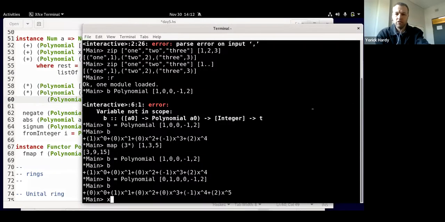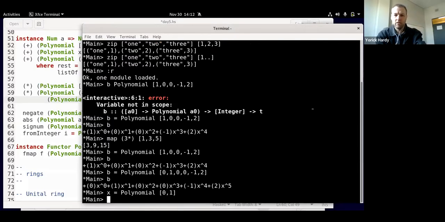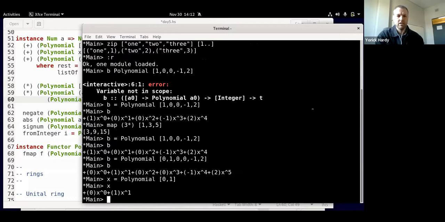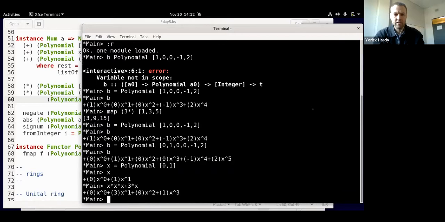So this allows us to do things as follows. So x is the polynomial 0, 1. So if I look at how it's represented, it's 0x to the power 0 plus 1x to the power 1. So I can now make polynomials such as x cubed plus 3x, and it will do the algebra in the usual way.